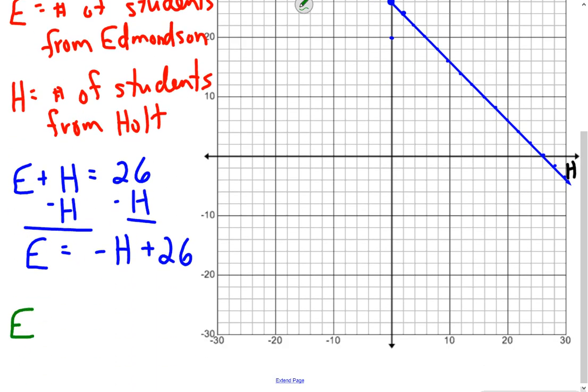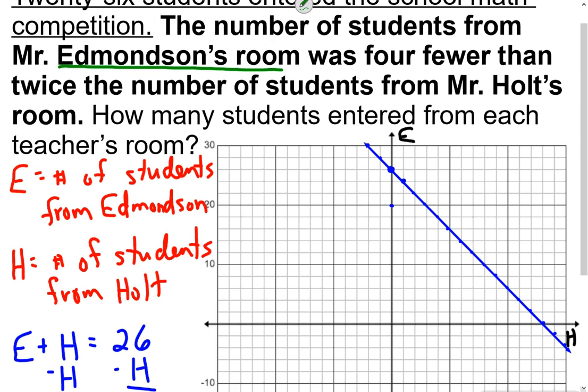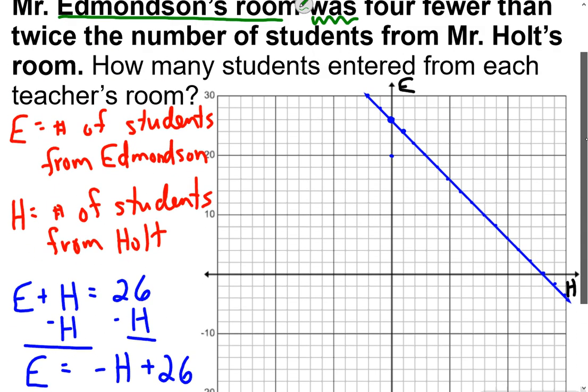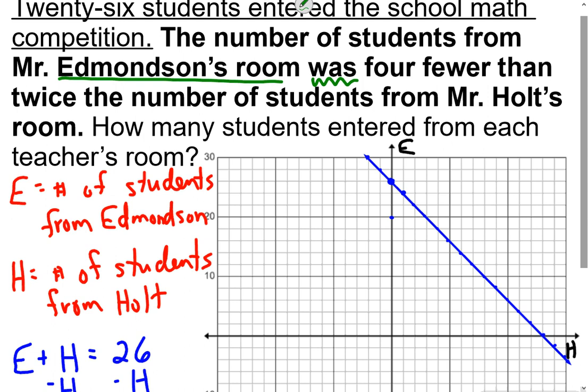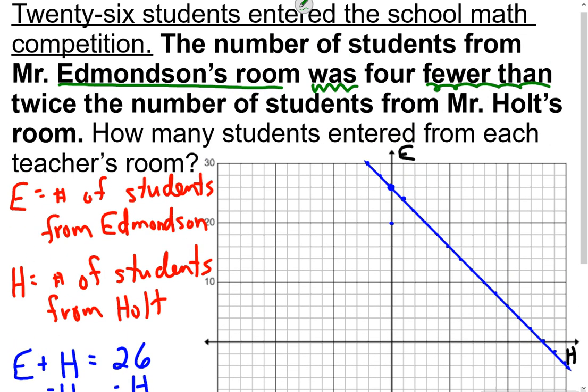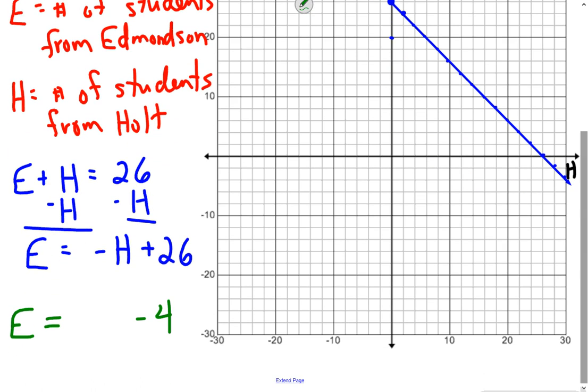So I have E. And then the next word in here is the word was, which is another form of the word is, which many times in math, and this time, means equals. So number of students from Mr. Edmondson's room was 4 fewer than. Well, 4 fewer than, this fewer than right here, that's going to tell us to subtract. Subtract what? Well, 4. 4 fewer than what? Well, 4 fewer than twice the number of students from Mr. Holt's. So twice the number of students from Mr. Holt would be 2 times H.